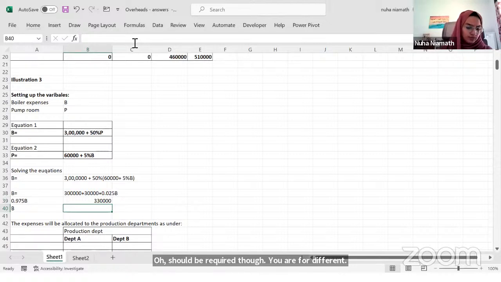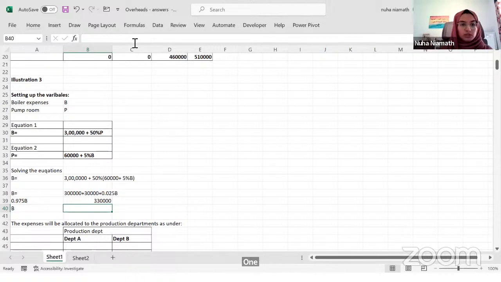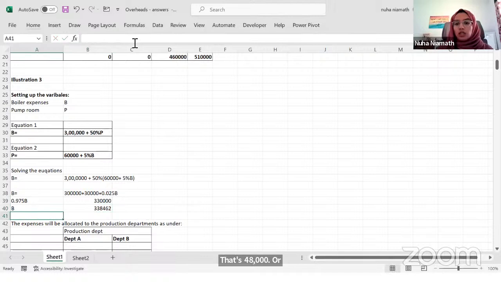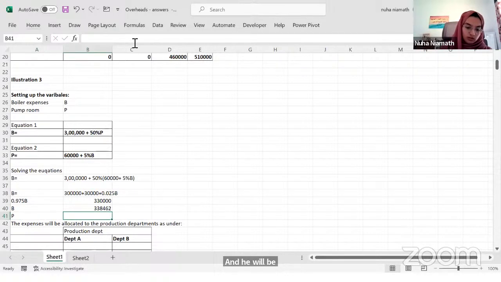Which is equal to 3,38,460, and P will be equal to 3,38,460 into 5% plus 60,000, which is 76,923.